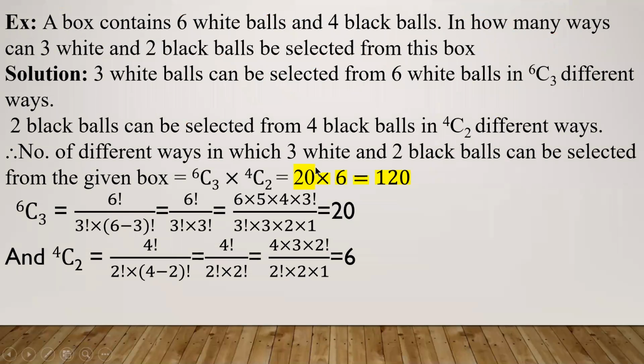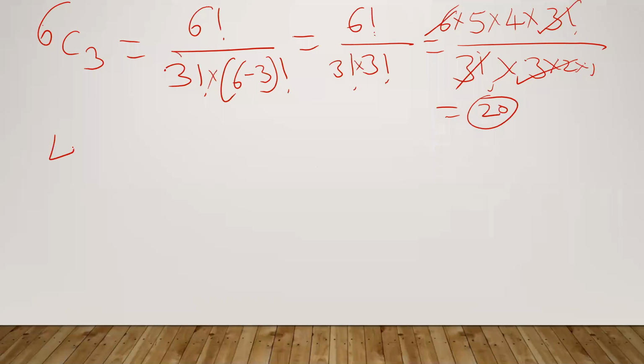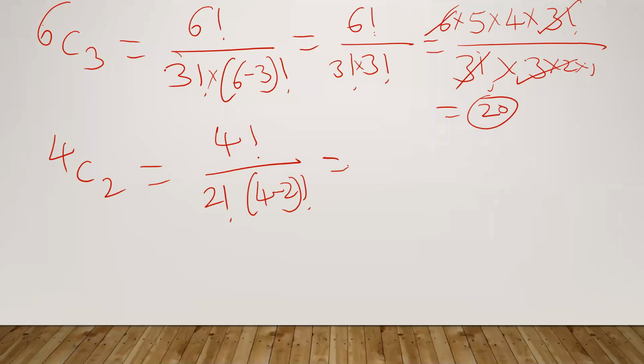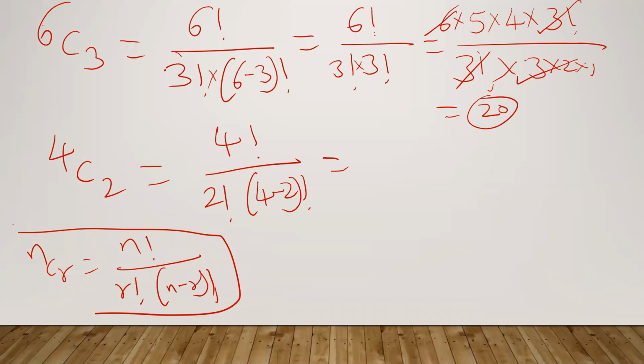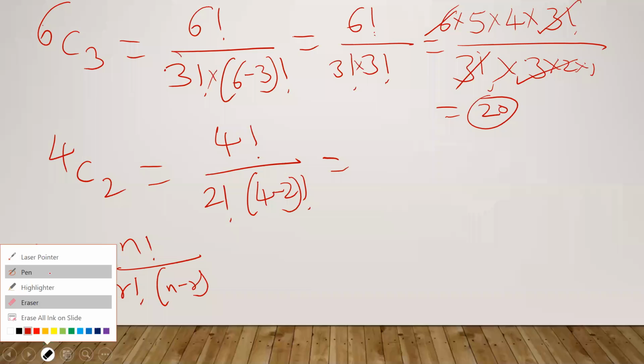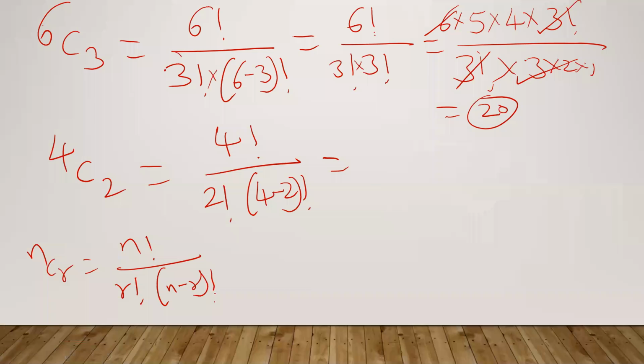Now I want 4C2. Let us calculate 4C2. 4C2 is what? 4 factorial divided by 2 factorial into 4 minus 2 factorial. Remember the formula for nCr. nCr is n factorial divided by r factorial into n minus r factorial. So this is the formula. Always see that you know the formula correctly. So this is the formula for nCr.